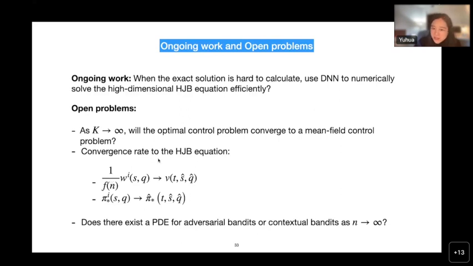And also, what is the convergence rate for this HJB equation? And does there exist a PDE limit for adversarial bandits or contextual bandits? Yeah, so these are the open problems. And that's it for my talk. Thank you.